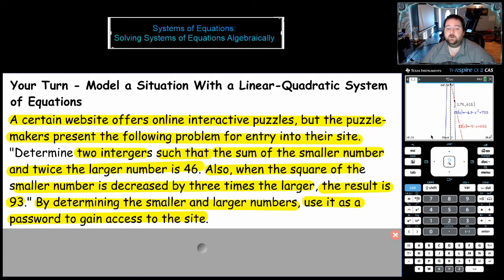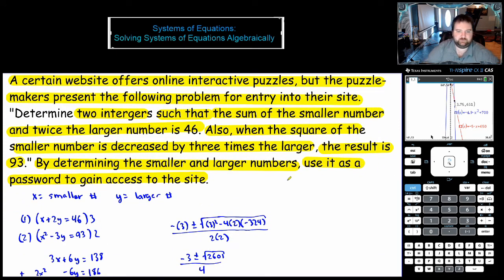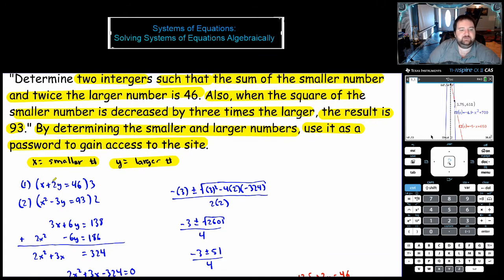Okay, welcome back. Let's take a look at the solution. So what I did is I set x to be the smaller number and y to be the larger number. You could have done it the other way. And then I set up my two equations. X plus 2y equals 46. So the sum of the smaller number and twice the larger number. Twice the larger number would be 2 times y. And I need to sum them together. So add them together. And that's going to be equal to 46.